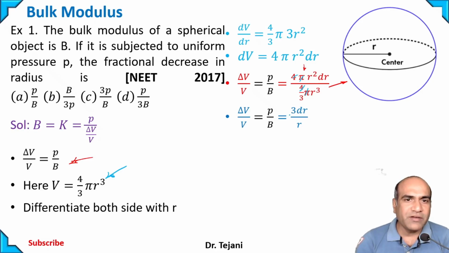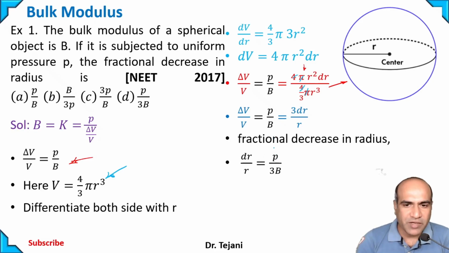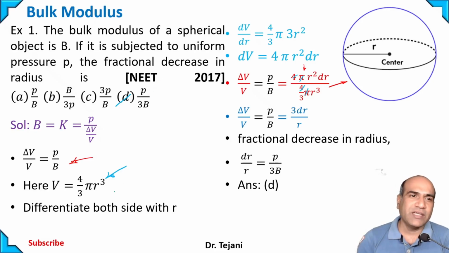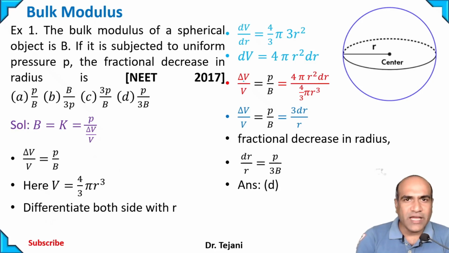So what do we need? We need the fractional decrease in the radius, that means dr by r. Taking the 3 to the opposite side, it becomes P by 3B. Do we have this solution? Yes, answer D is our correct answer. It looks difficult, but actually it is not. When you solve this kind of example, you will build confidence.